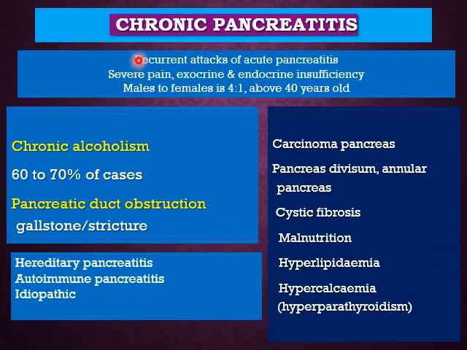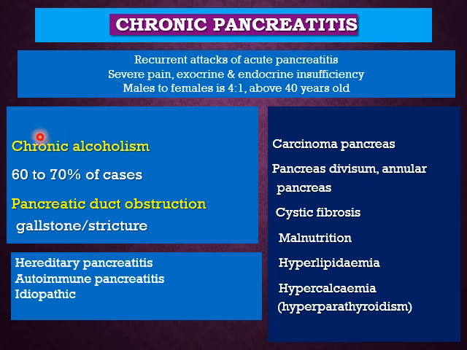Okay, now we come to the next disease known as chronic pancreatitis. Now, as the name suggests, it's chronic inflammation of the pancreas. Okay, and it's usually due to recurrent attacks of acute pancreatitis and is associated with severe pain, exocrine and endocrine insufficiency, and males are more affected than females, 4:1, and it usually affects adults above 40 years of age.